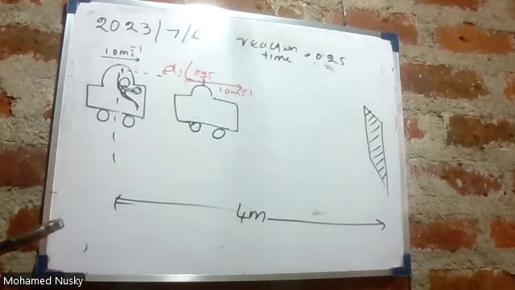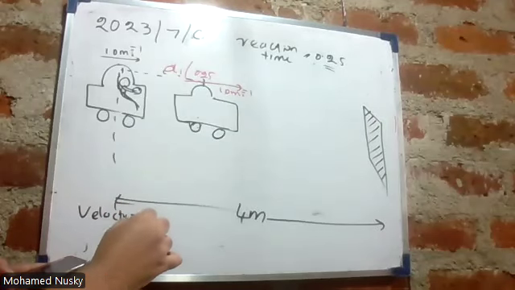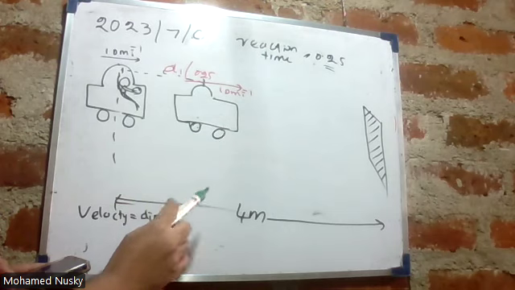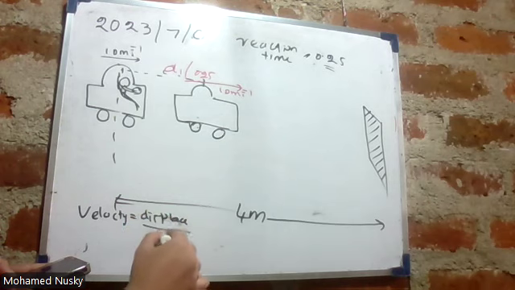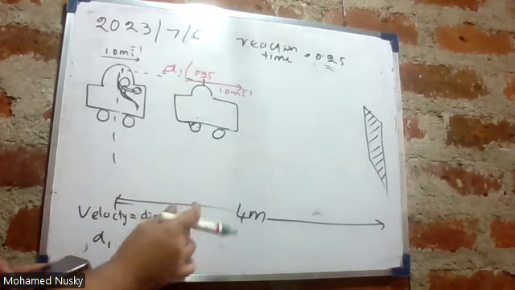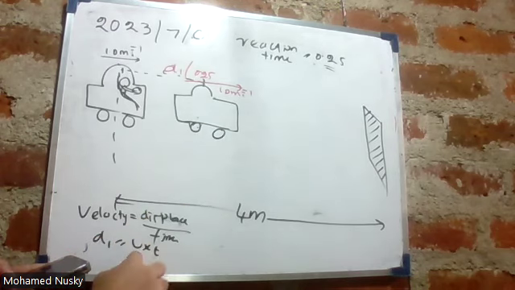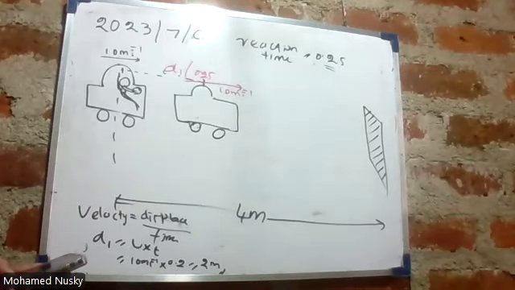You know the velocity is equal to displacement divided by time. So they are asking this D1. The displacement is V into T, that is velocity into time. What is the velocity? Velocity is 10 meter per second minus 1 into time is 0.2, that is 2 meters. 2 meters, yes, 2 meters.